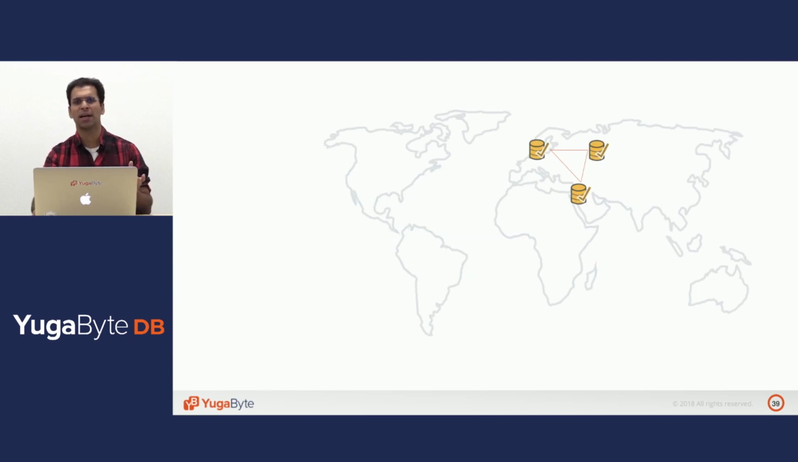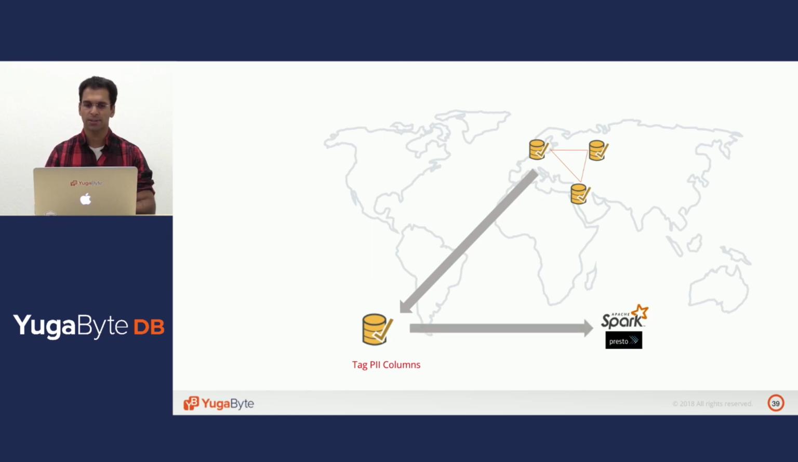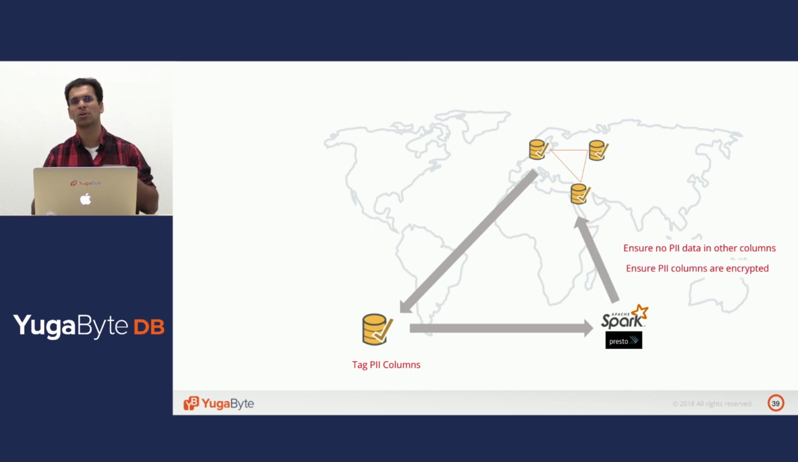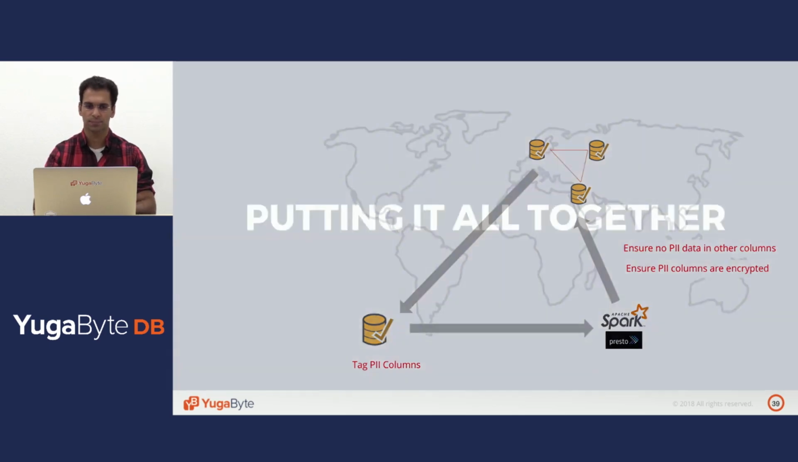Okay, so you have a cluster. This has some PII data. Well, the first thing you do every time you create or alter or modify a table is to tag columns as PII and tables that contain these columns as PII tables. The second thing you do is feed this data into a Spark or a Presto or some sort of a real-time analytics cluster. And the analytics cluster is going to go in periodically, read all the data out, and make sure that the PII columns are encrypted. The non-PII columns don't contain sensitive data.